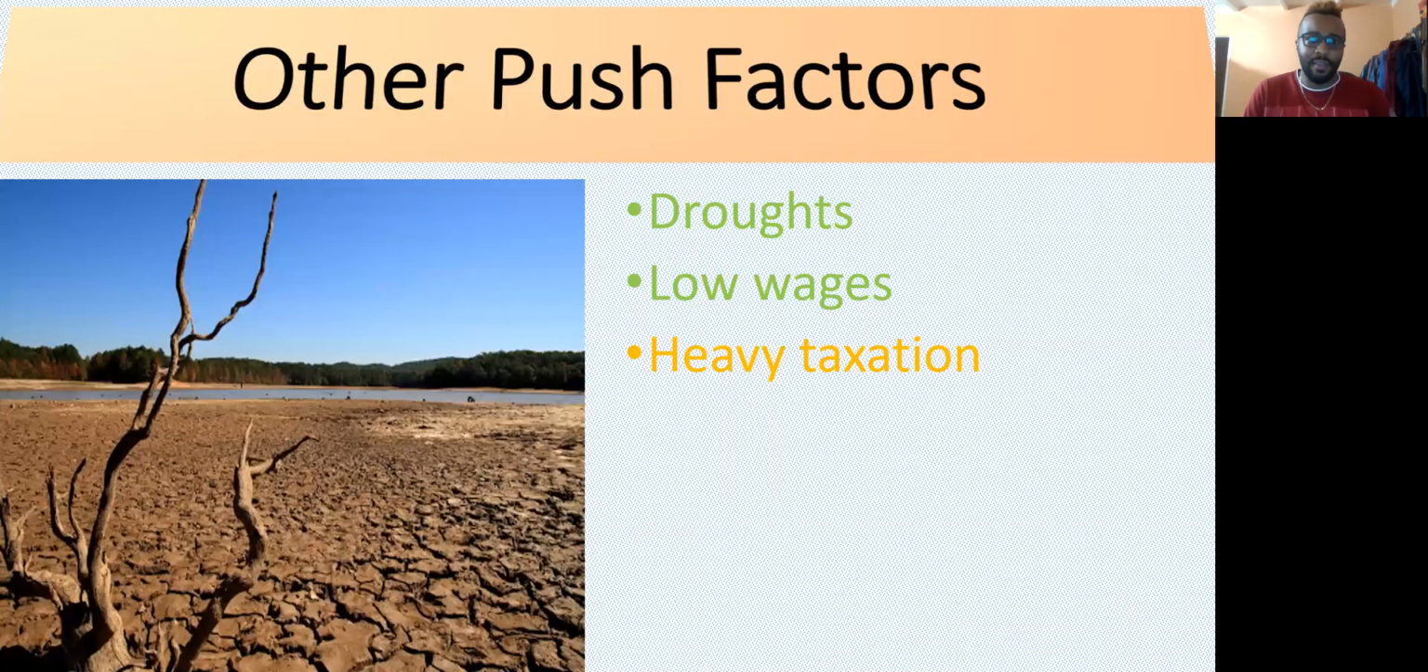Other push factors, remember push factors would have been conditions which actually will force you to leave a particular place. And you know, the opposite of push factor would definitely be a pull factor, one that will attract you or pull you to a particular place. Other push factors include droughts, low wages, and heavy taxation, among others. So these were all reasons why the East Indians came to the Caribbean. Even though they were needed to work, factors in India made it possible for them to come here.